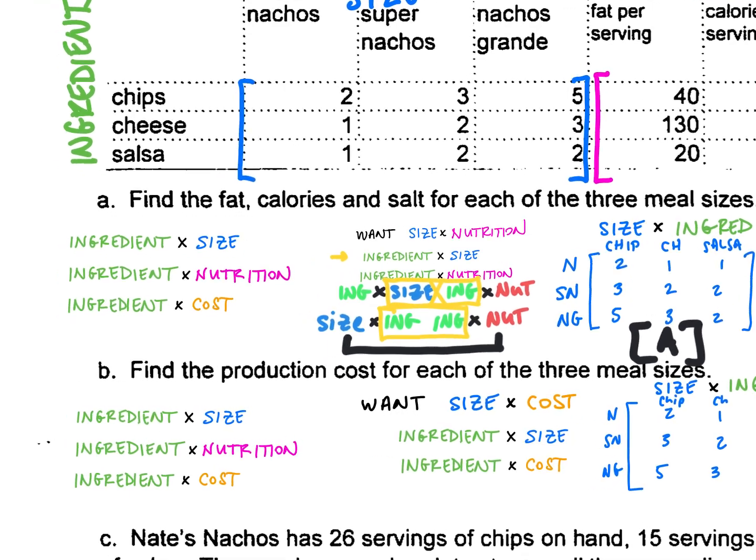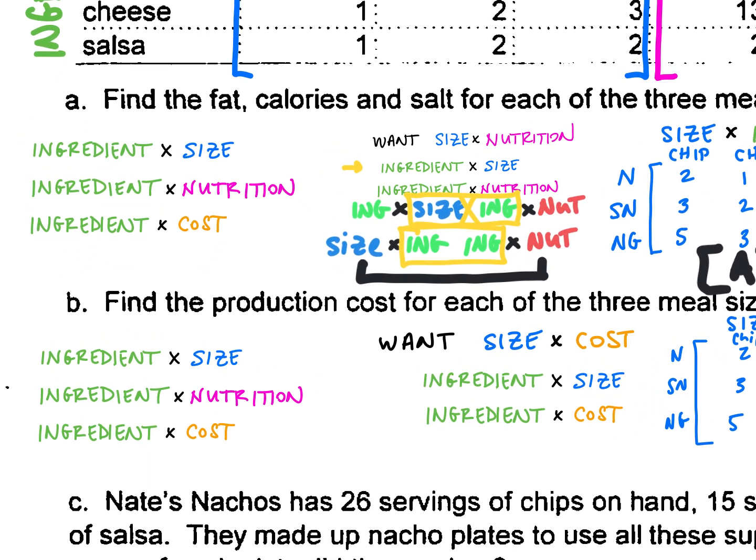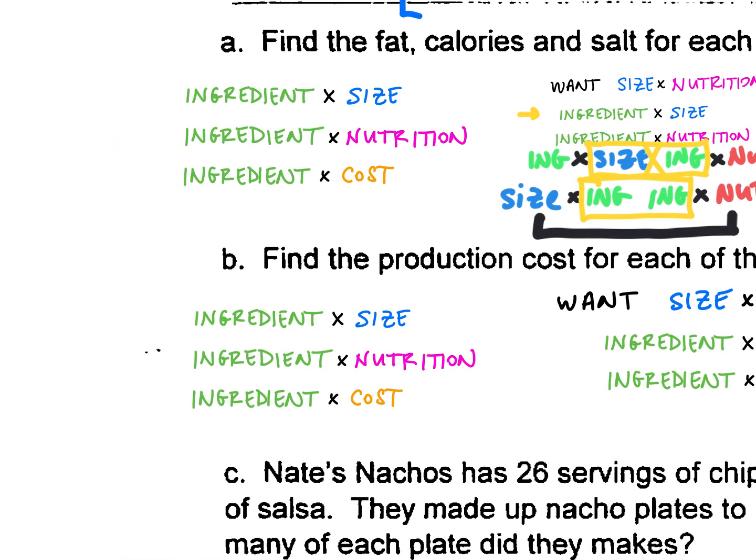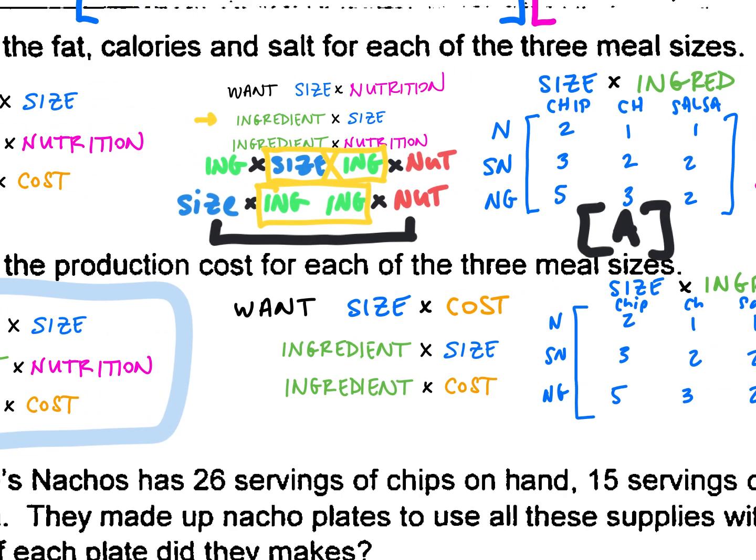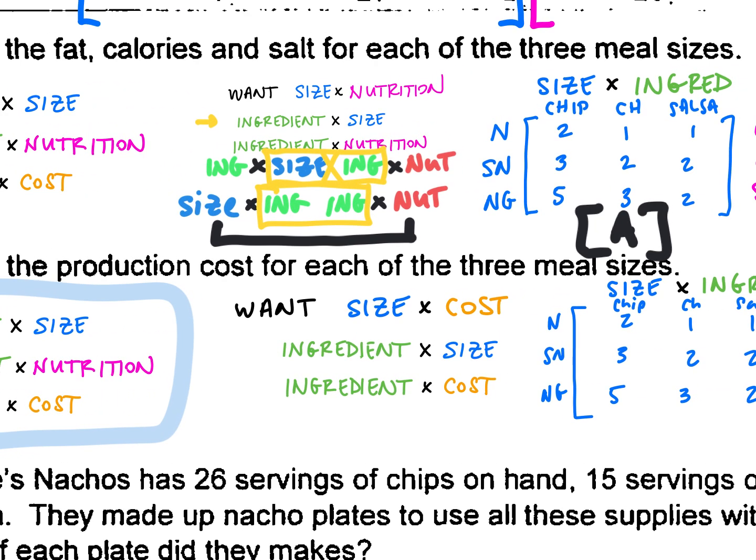We want to find the production cost for each of the 3 meal sizes. So again, I just rewrote the matrices that we have, right? And what we have to think about is the 2 things we're going to be comparing. We're going to be comparing the meal sizes to the cost. So we want size by cost. So I zoom in on the 2 matrices, they have the same ingredient, right? But one deals with size and one deals with cost.